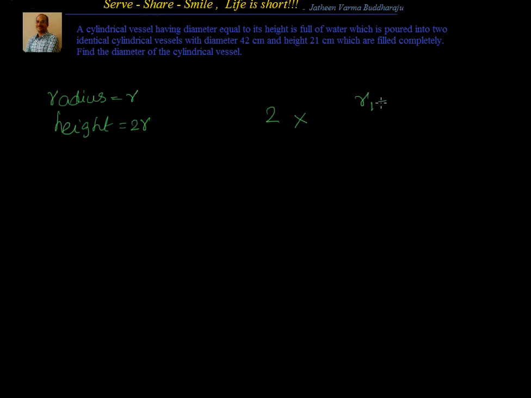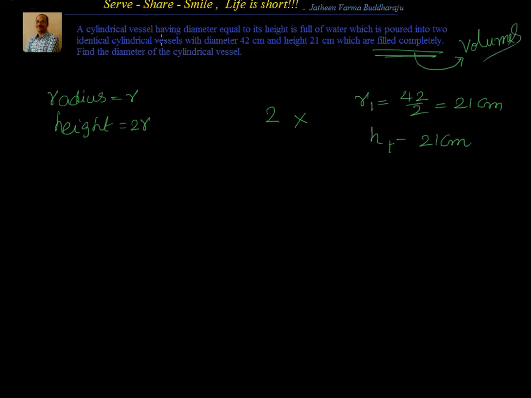So can I say R1 equal to 42 by 2, that's equal to 21 centimeter, and height is also H1 is equal to 21 centimeter. Now what happened? The cylindrical vessel is full of water, which is poured into two identical cylinders, and it was filled completely. What's the meaning of this? Filled completely tells me that volumes are equal.